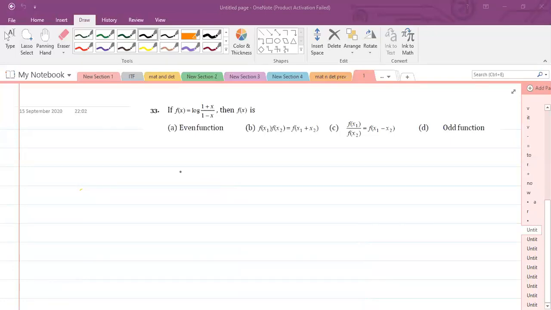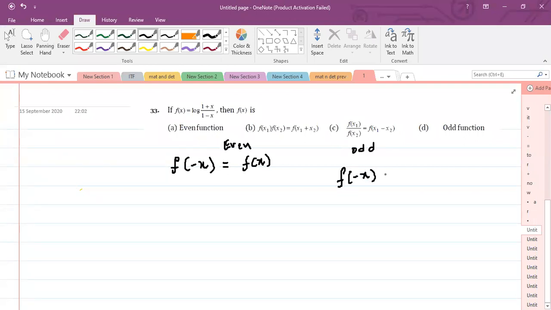So for even and odd, we have two different definitions. Even means f of minus x is equal to f of x. This is for even. And for odd, we have f of minus x is equal to minus f of x, or this can be rewritten as f of minus x plus f of x is equal to 0 also.